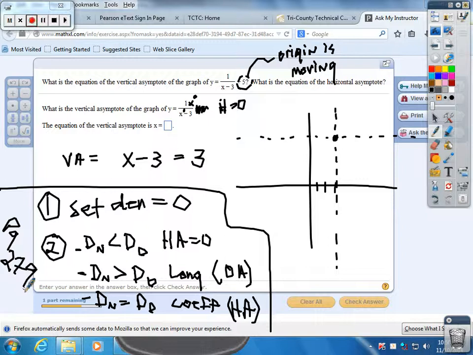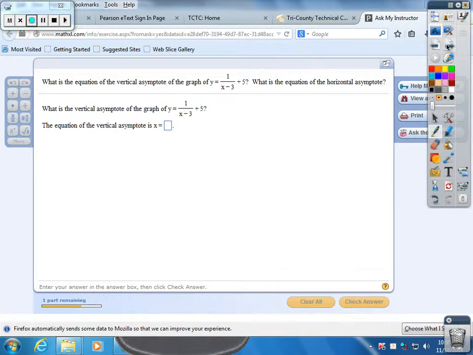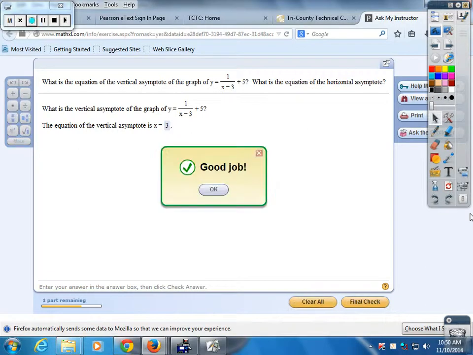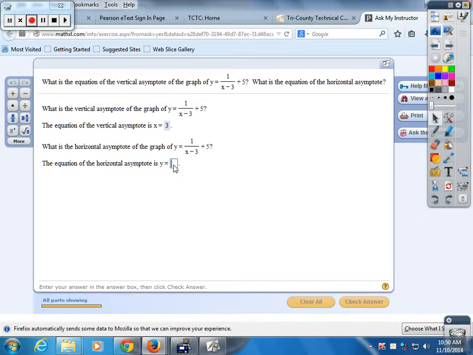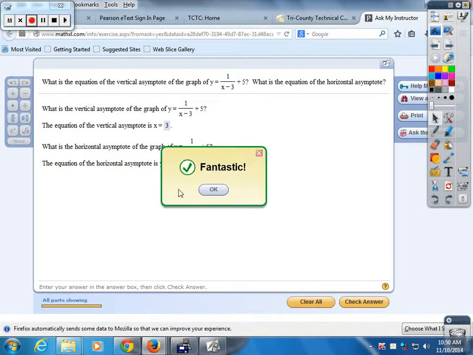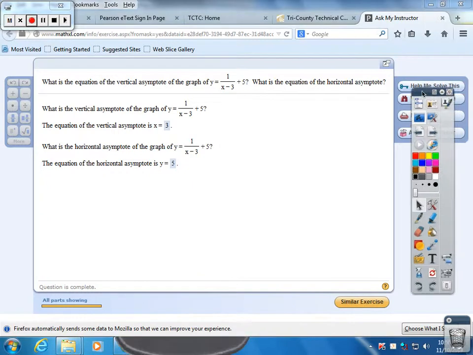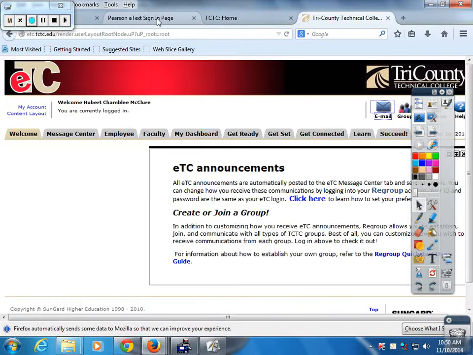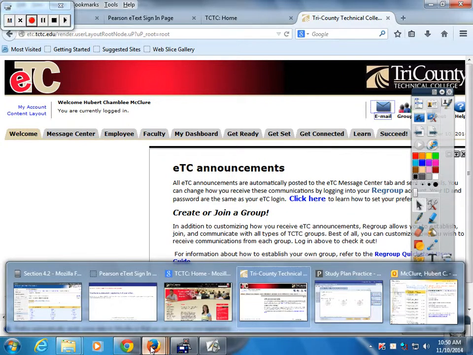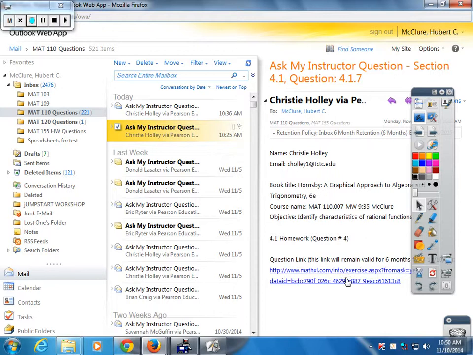All right, let's see what other question you have. Well, let's answer this one. X is equal to 3 and horizontal asymptote is equal to 5. I didn't see the horizontal asymptote. And 5. And you feel good about yourself. Huh? Okay, we'll have to fix that. Okay, my email. Okay, this is number 4.